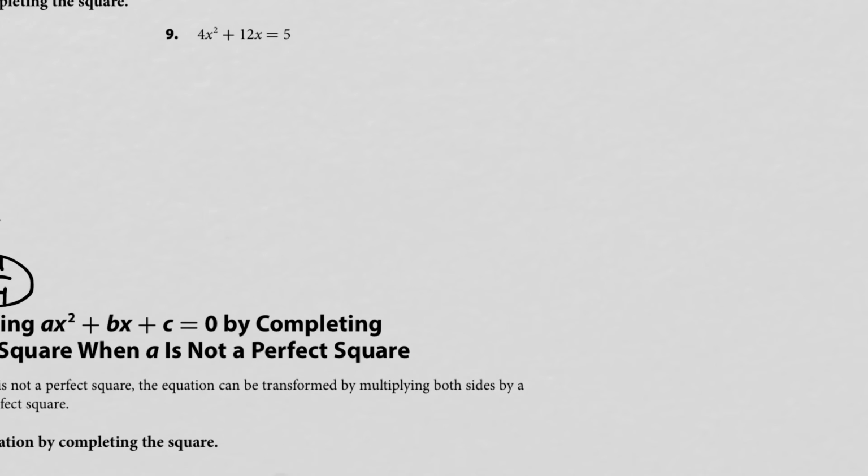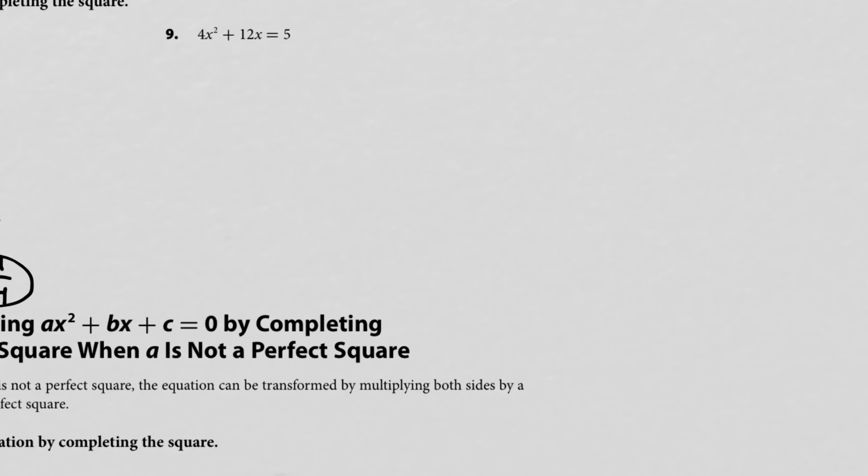Okay, now let's look at number 9. Once again, a is a perfect square, which helps me out a lot. So I'm going to take b, which is 12, and once again, do this in your head. 12, half it, 6, square it, 36, divided by a, 36 divided by 4 is 9, and add it. The magic number is 9. We're going to add that number.